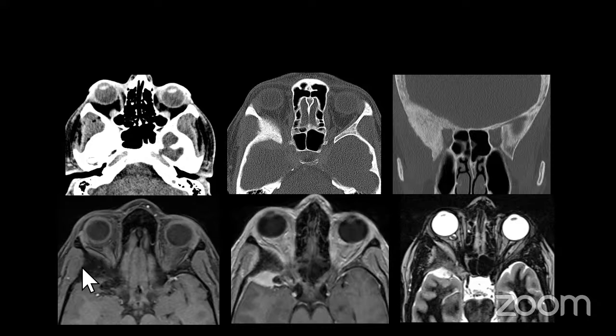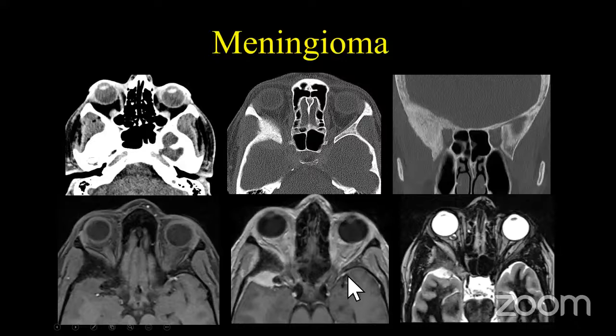So on the non-contrast T1 weighted images, we can see enlargement of the right greater wing of the sphenoid. On the contrast enhanced T1 weighted image, we can see this enhancing mass. And with a leap of faith, we almost get the impression that there's a dural tail extending out of it. And on the T2 weighted images, it's very dark. So this, in fact, is an example of a meningioma involving the greater wing of the sphenoid.